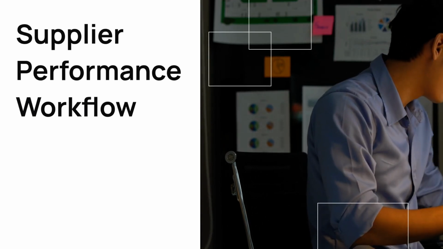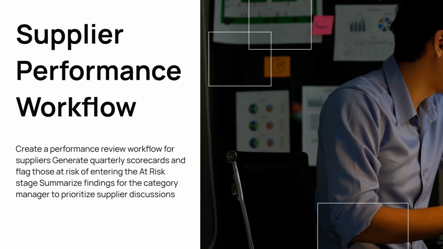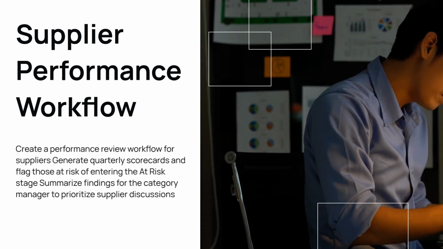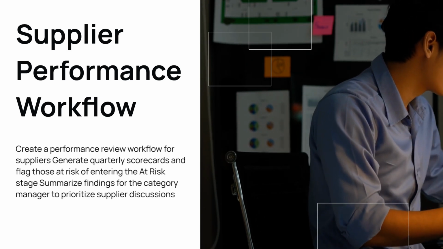In the next lesson, you'll create a performance review workflow. Generate quarterly scorecards for suppliers. Flag those at risk of dropping into the at-risk stage. Summarize findings for the category manager. This helps prioritize supplier conversations.